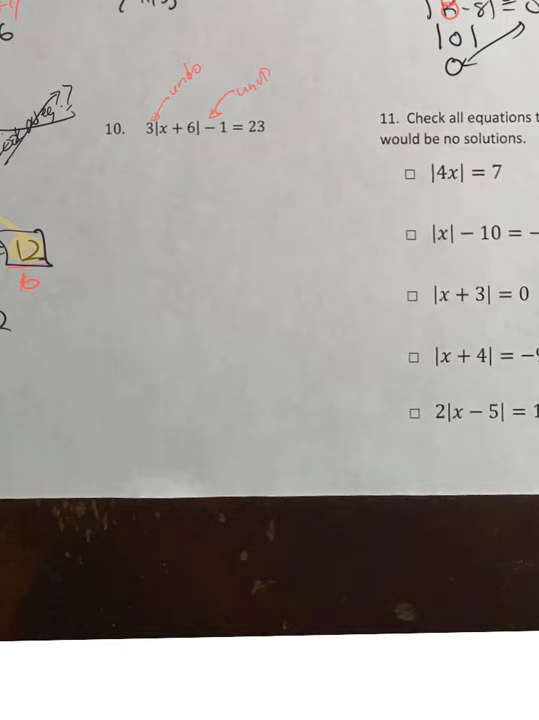So we want to get the absolute value to be by itself. So we have to undo anything that's outside of the absolute value, right? So that would be the minus 1 and the times 3. So we're going to undo the adding and subtracting first. So we're going to have to add to undo the subtraction. And that gives us 3 times the absolute value of x plus 6 equals 24. Then we can undo the multiplying by 3 by dividing by 3.